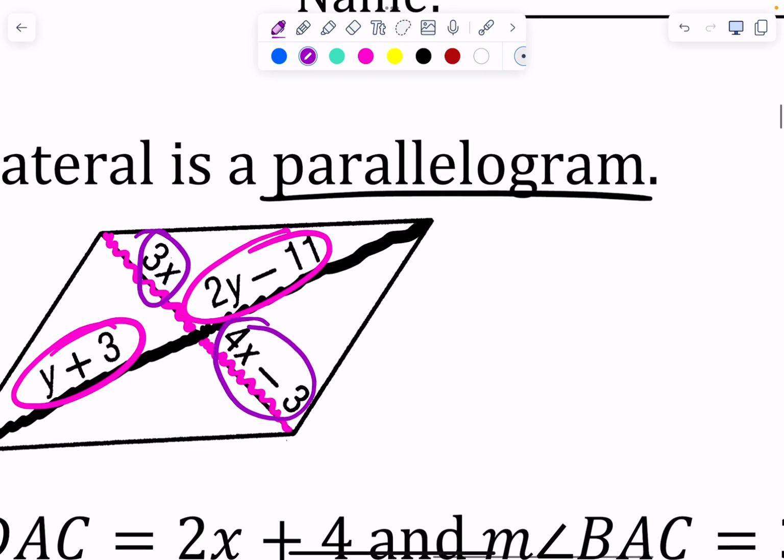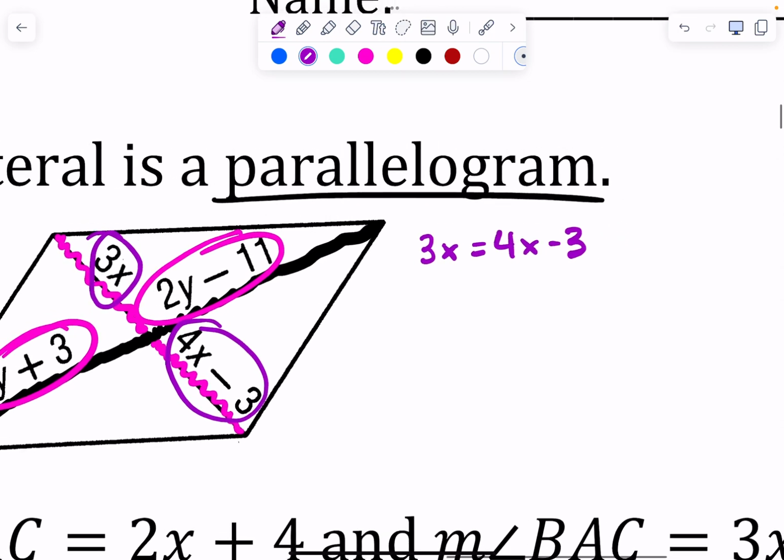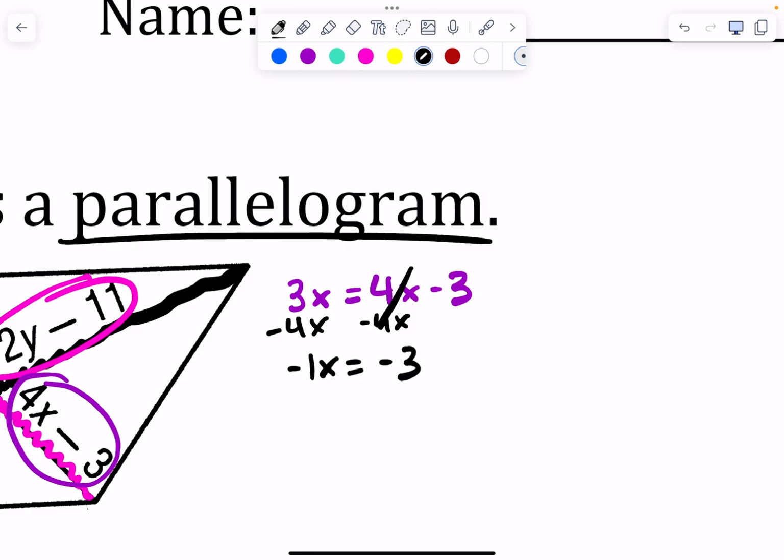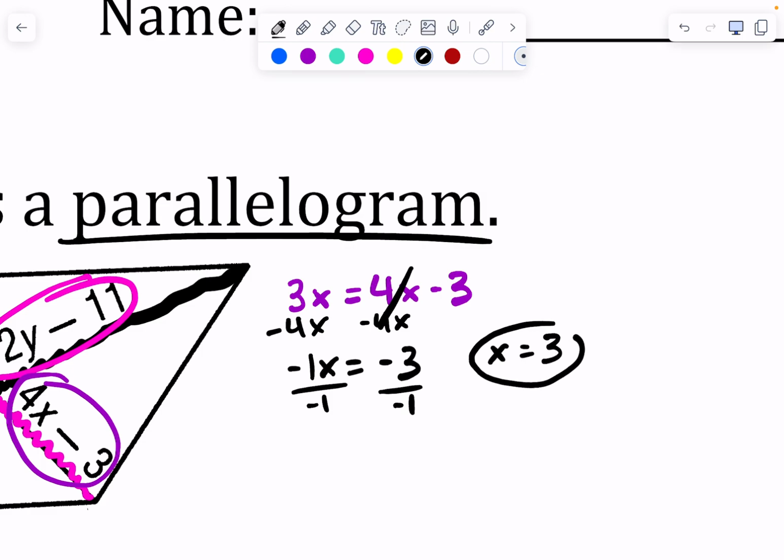So we're just going to do, are you doing y's first? No, you're doing x's first. 3x equals 4x minus 3. Gross, because you're going to end up with a negative. Did you subtract the 4x over? Yeah, minus 4x. But you're going to end up with a negative, which is fine. Negative 1x equals negative 3. Then divide by negative 1. And x is 3.